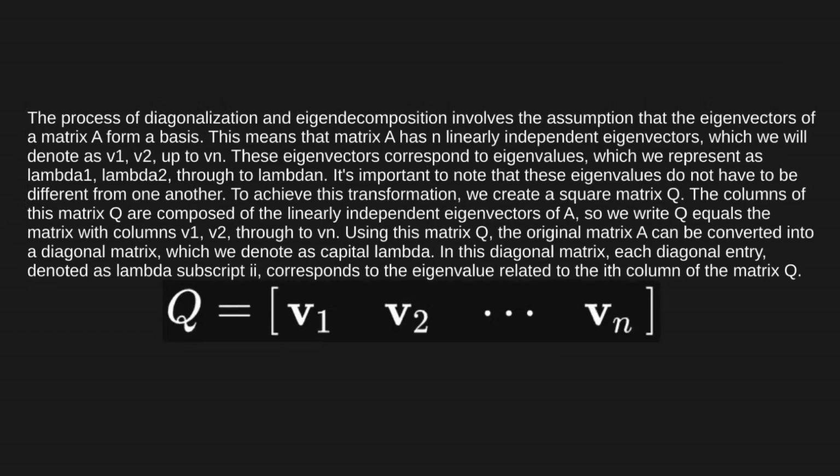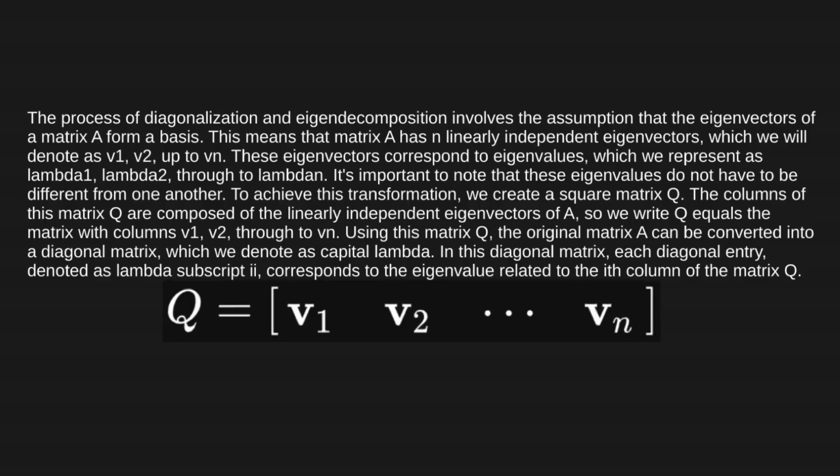The process of diagonalization and eigendecomposition involves the assumption that the eigenvectors of a matrix A form a basis. This means that matrix A has n linearly independent eigenvectors, which we will denote as v1, v2, up to vn. These eigenvectors correspond to eigenvalues, which we represent as lambda 1, lambda 2, through to lambda n. It's important to note that these eigenvalues do not have to be different from one another.